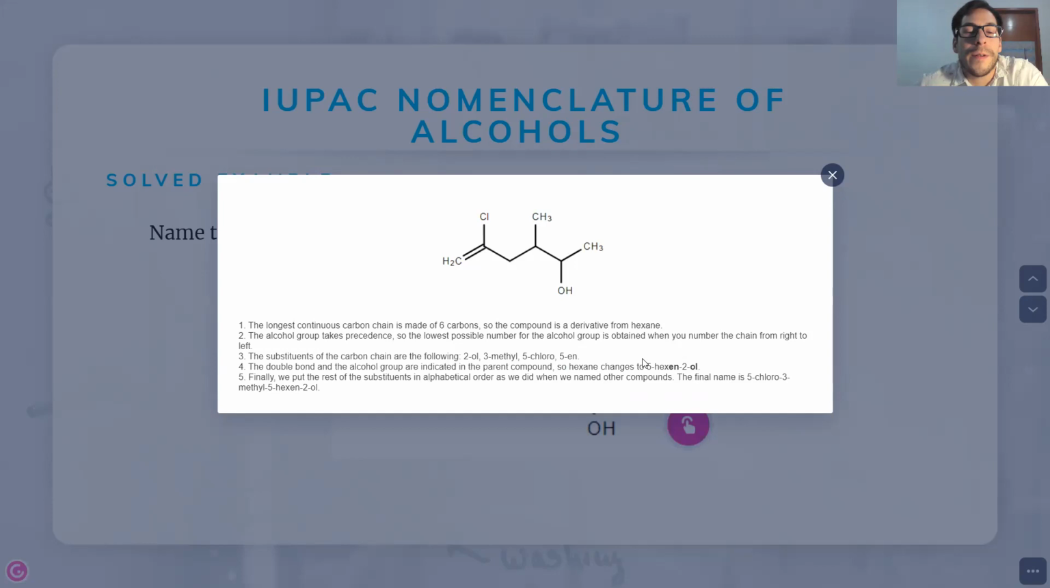So finally, we put before that the name of the rest of the substituents in alphabetical order, as we did when we named other compounds. So the final name will be 5-chloro-3-methyl-5-hexen-2-ol.